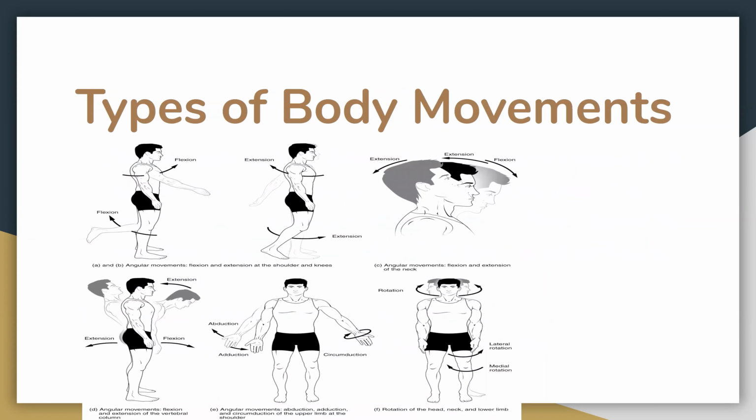So here are some body movements that we are able to do because of our musculoskeletal system. You can flex, you can extend, you can abduct, you can rotate.